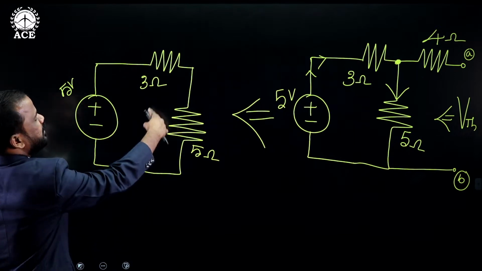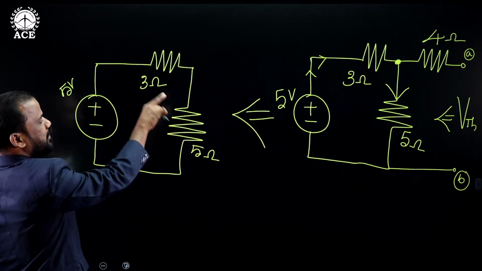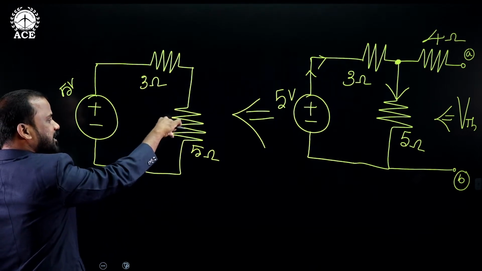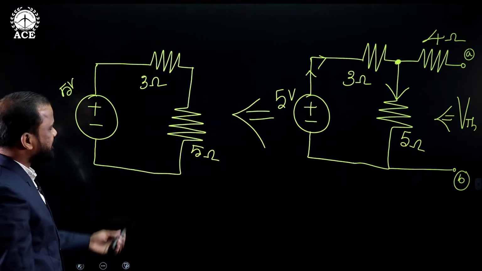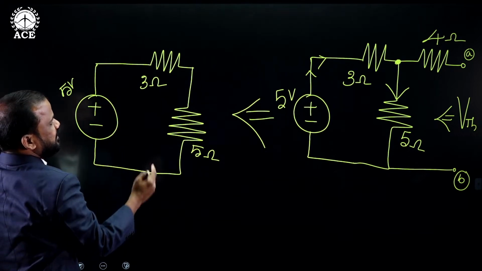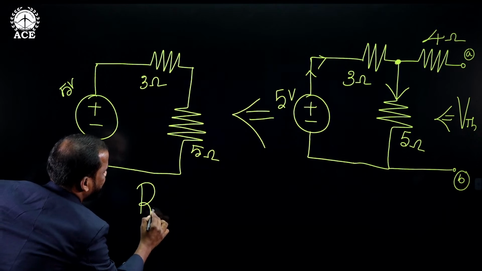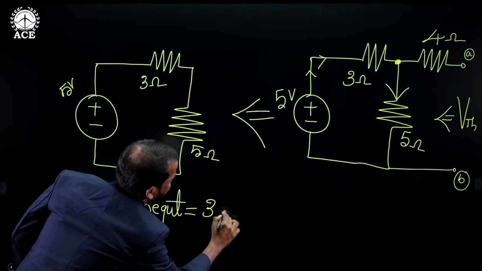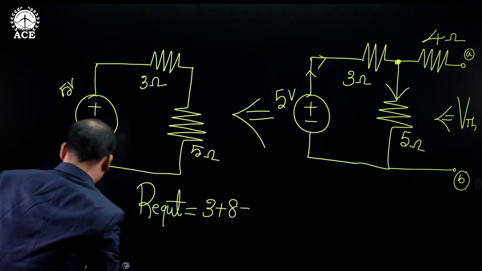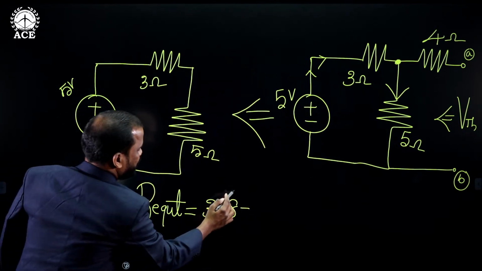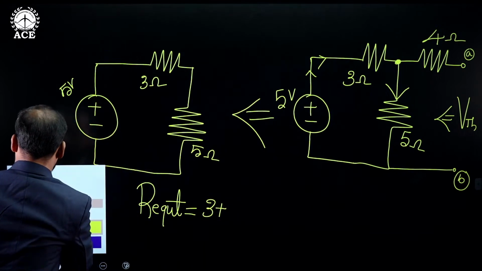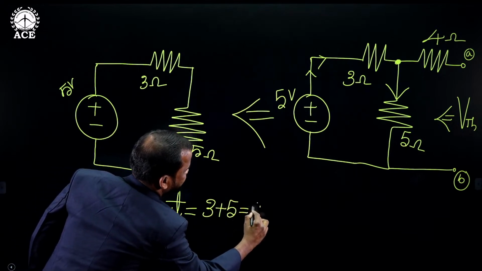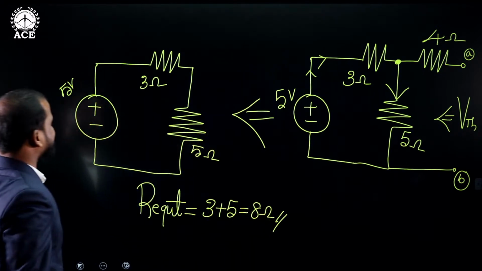because I need to find the voltage drop across this 5 ohms only. To find the voltage drop across these 5 ohms, first we need to find the equivalent resistance, then go for the current. After finding the current flowing through the 5 ohms, that current multiplied with 5 gives the drop. Both are connected in series, so the equivalent resistance is 3 plus 5, which is equal to 8 ohms.